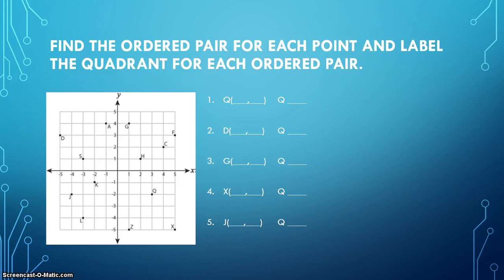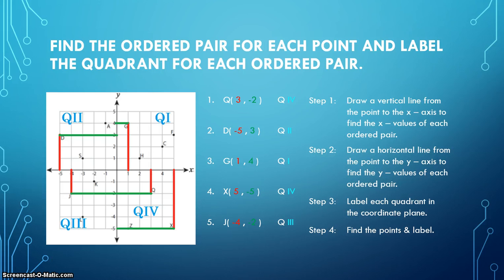Alright, welcome back. And now it's time to go ahead and check your answers. So, as you can see, Q is located in the bottom right-hand corner. Its point is 3, -2, and it's located in quadrant 4. Point D, for number 2, is located at -5, 3 in quadrant 2.